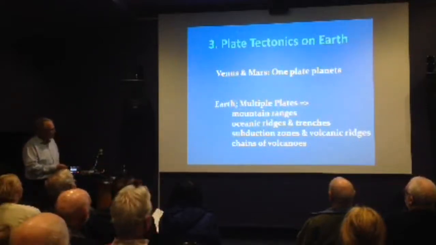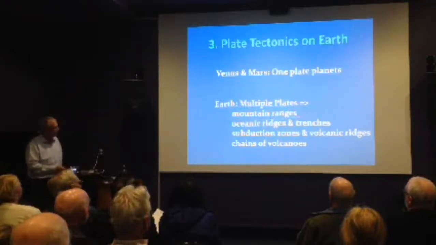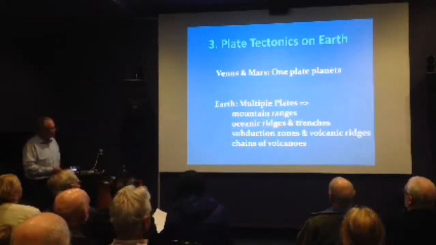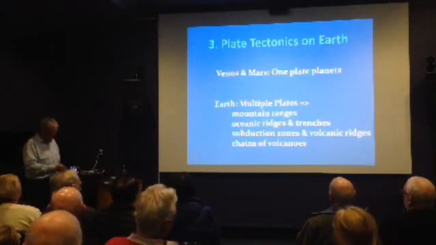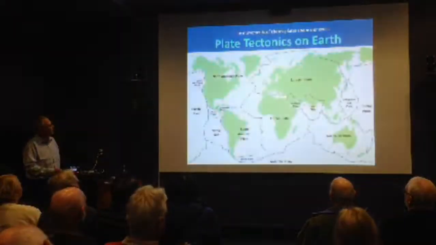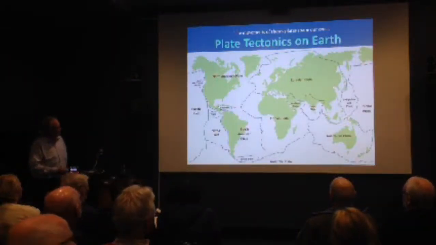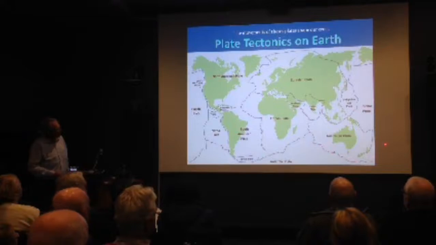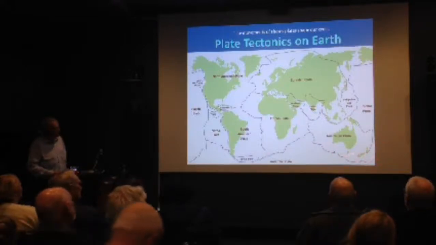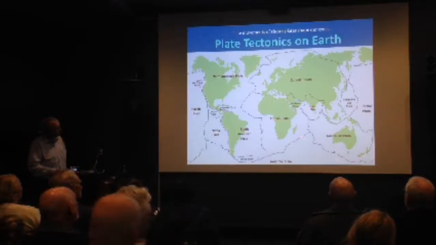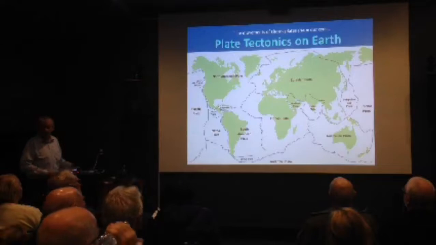Earth has multiple plates, and these multiple plates are what give us our interesting things: mountain ranges, oceanic ridges and trenches, subduction zones with volcanic ridges, and chains of volcanoes. So let's find out how it all happens. Here are our numerous plates, how they're all mapped out over the Earth. You can see the boundary going right through New Zealand. That's why we get more than our fair share of earthquakes here. And it's the movements of these plates that's the key to all of this.